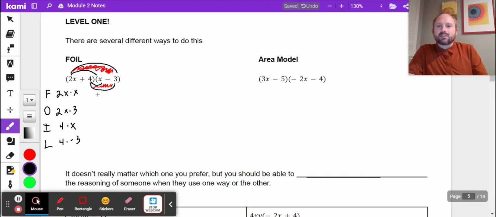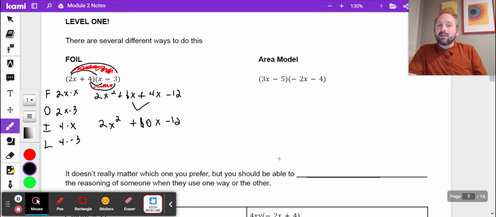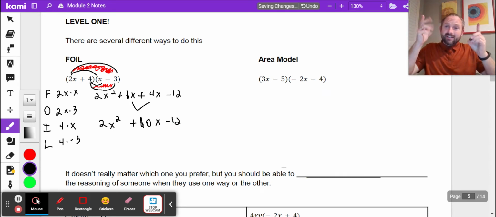So if I actually do this, I get 2x squared. I have plus 6x. This is 4x plus 4x. And this 4 times negative 3 is minus 12. And then I combine these things. The outsides don't have to combine anything, but the insides do. 10x minus 12. Now let's show you the area model way.